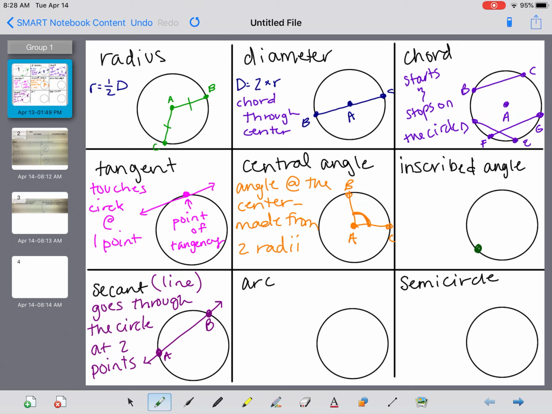Okay, now let's talk about an inscribed angle. An inscribed angle is an angle on the circle made from 2 chords. So what I mean by that is that's a chord, that's a chord, this is an inscribed angle. So we'll call this B, C, and D. So it's an angle on the circle created by two chords.